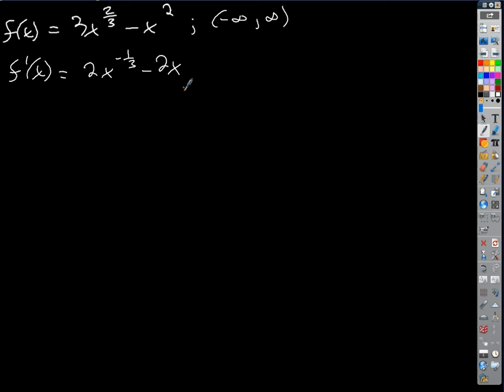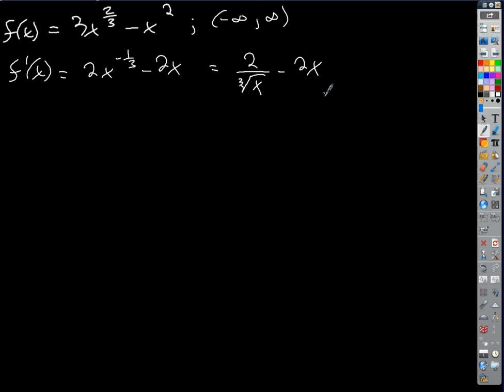All right, let's go ahead and do some stuff with that. What can I do with that? Take out a 2. Okay, I could take out a 2. And I'm gonna go ahead and rewrite this with a positive exponent, so we can see things better. So that's gonna be 2 over cube root of x, minus 2x.